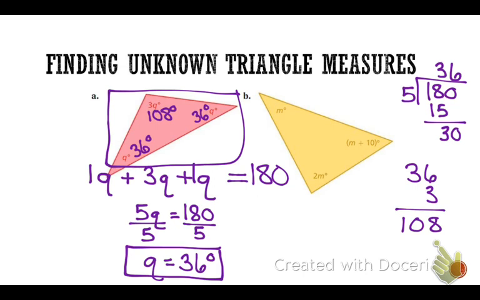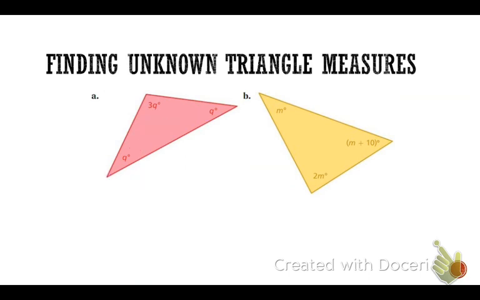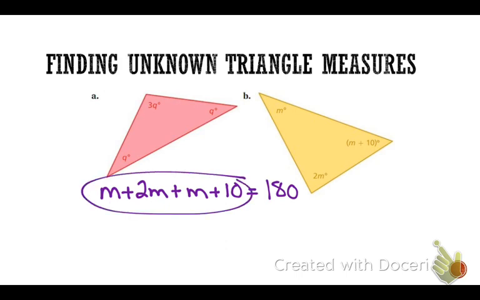All right, we're going to do one more. We're going to do the yellow one. I want you to set up your equation for the yellow one. So m plus 2m plus m plus 10. In the parentheses, you can put them in there, but because there's no number outside the parentheses, it doesn't mean anything. What did I say they all should equal? 180. Is there anything I can combine over here on the left side?